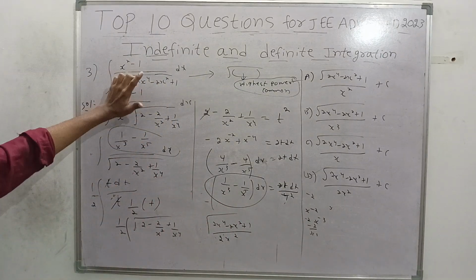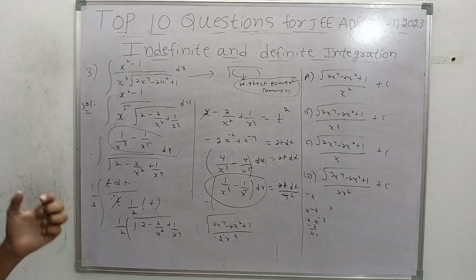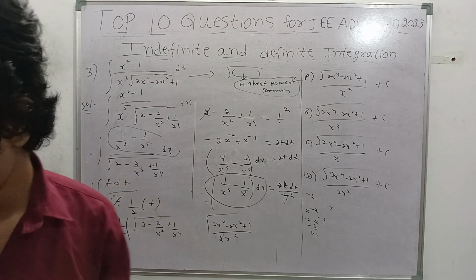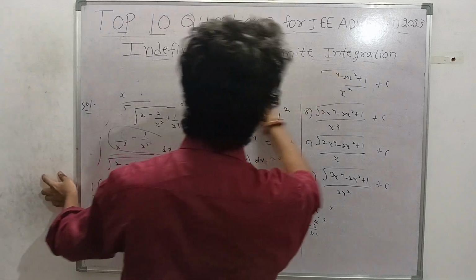Like this you have to solve. You have to take the highest common factor as common, and after taking common you can easily see how to perform the next step. You have to assume just what is under root and do the next steps. So this is the thing. The third question is completed now.